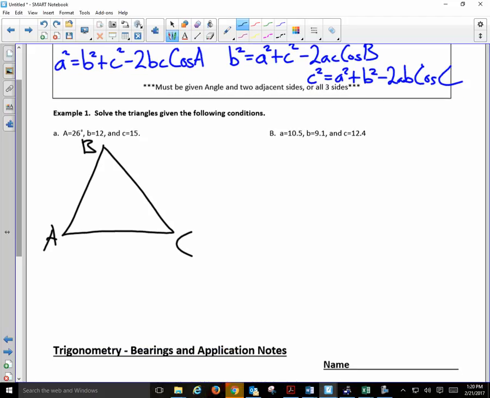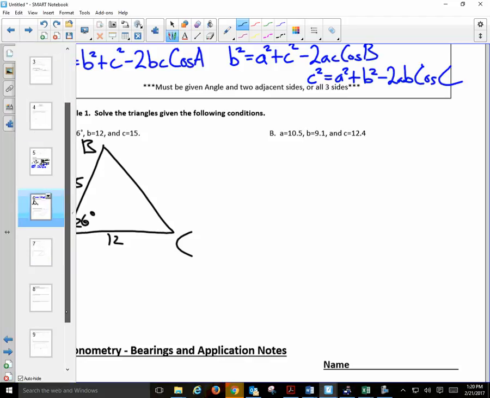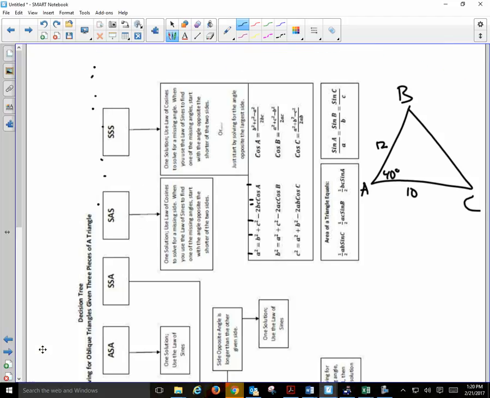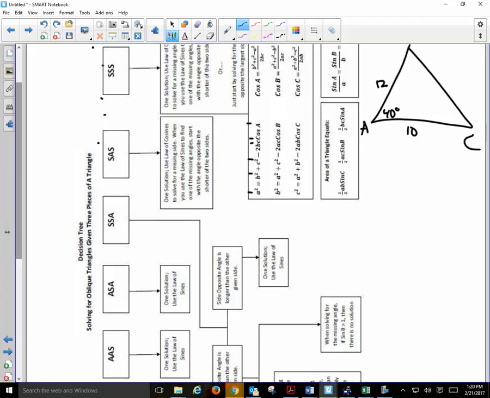I have a triangle A, B, and C. This is 26 degrees. Side B is 12. Side C is 15. What kind of triangle do I have? Consider the 6 situations. Side angle side. Everybody agreed? So if it's side angle side, I go to my decision tree, and it says there's one solution.